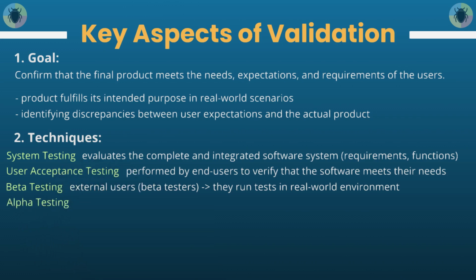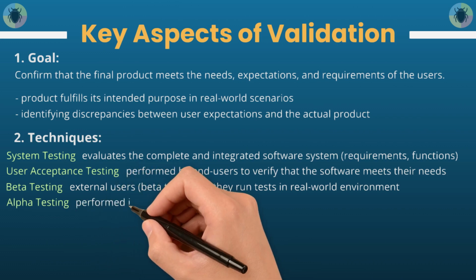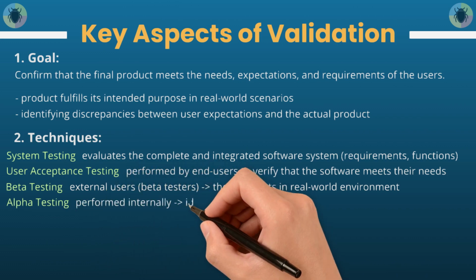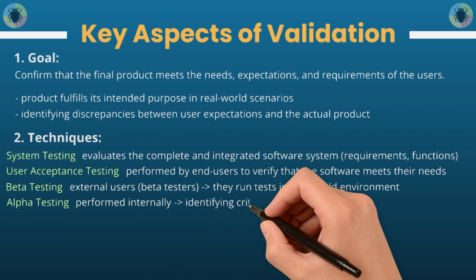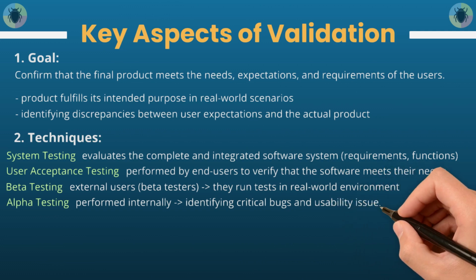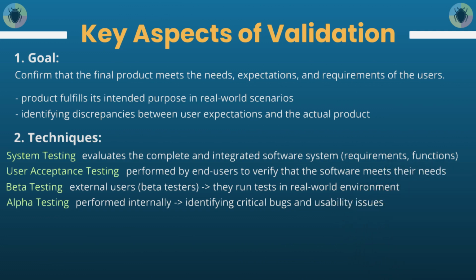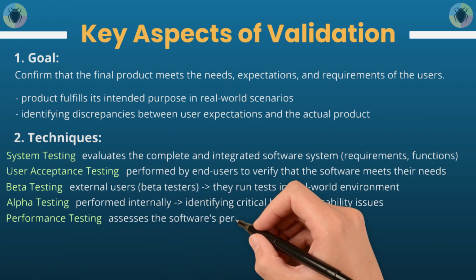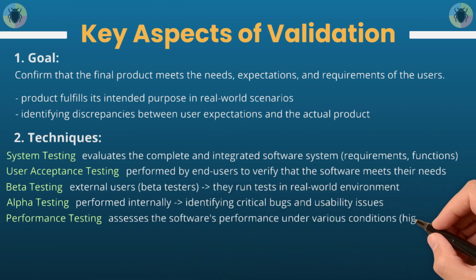Alpha testing. Often performed internally by the development team or a dedicated testing team, alpha testing is a preliminary validation phase that focuses on identifying critical bugs and usability issues before the product is released to external testers. Performance testing. This technique assesses the software's performance under various conditions, including high loads and stress scenarios. It ensures that the software can handle expected and unexpected usage levels without performance degradation.